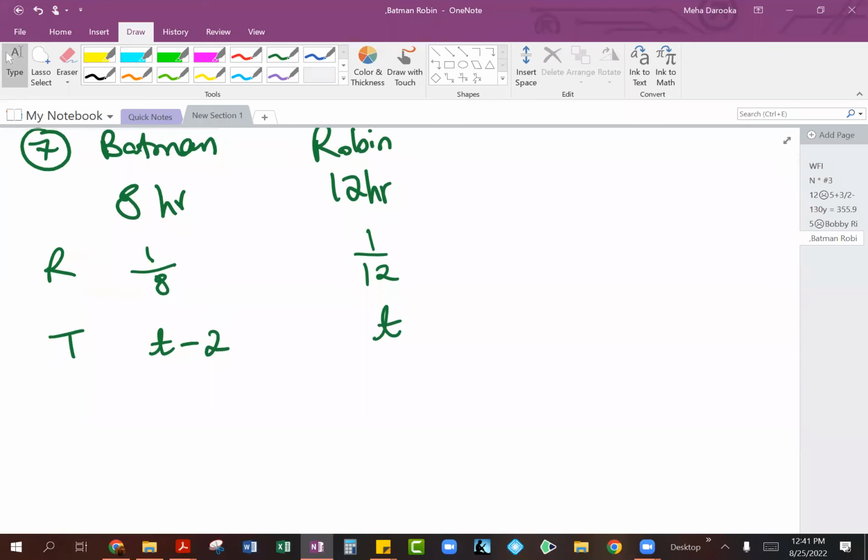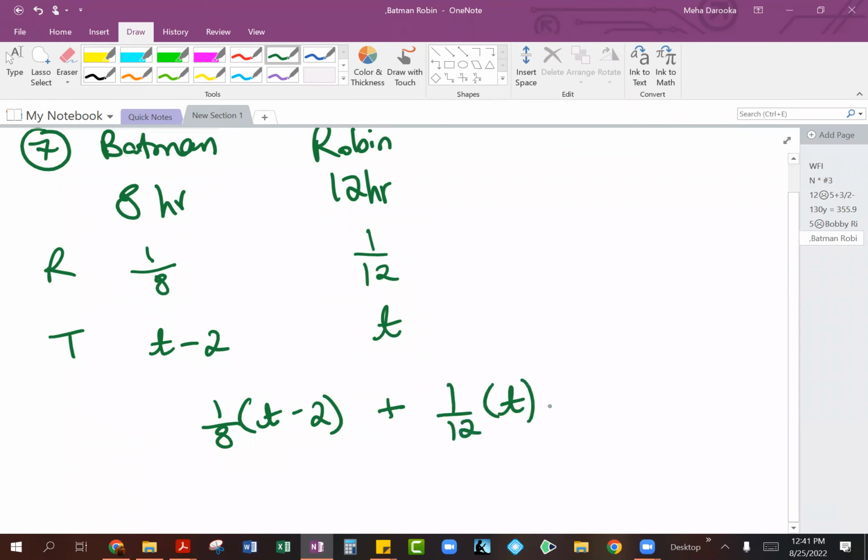Now, for these work problems, as they are called, you will take the rate multiplied with time. So again, kind of like D equals RT, but we're not really calculating a distance in this case. We're just saying it's rate times time. So for Batman, that would be 1/8 multiplied by T minus 2. Since they're working together to solve this crime, you add them. So 1/12 times T, and they are doing one job, one work. So it equals 1. That's the general setup for these work problems.